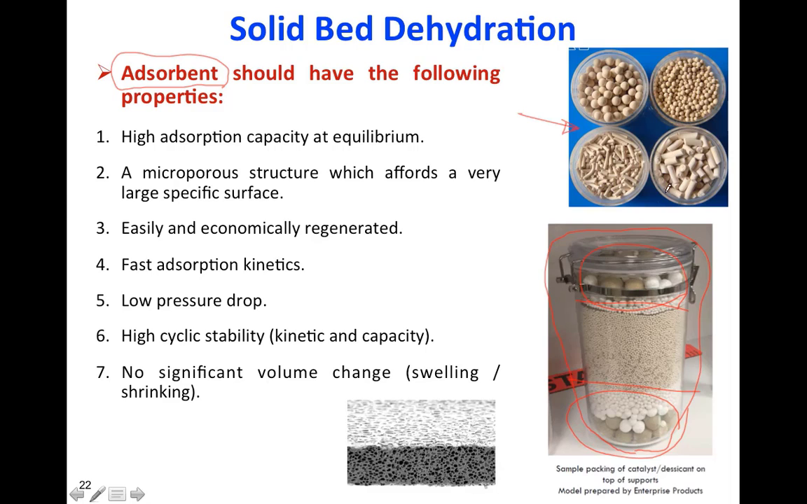This is how these particles look like. They can be very small size. They can be even cylindrical size. So as I said, those are the solid particles.